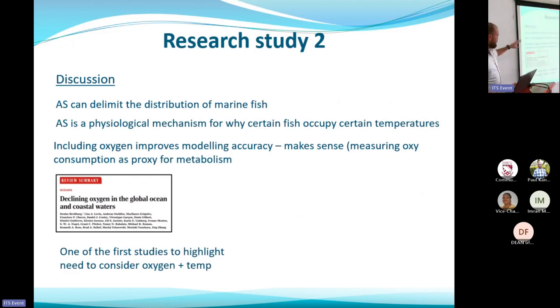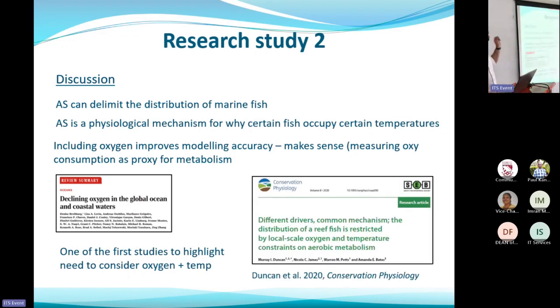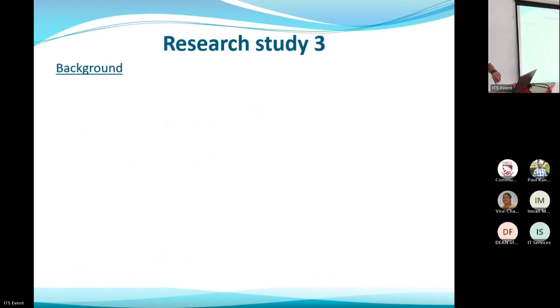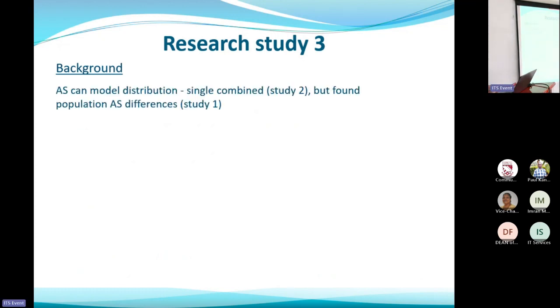So this is one of the first studies to highlight the need to consider oxygen and temperature interactions in this sort of physiological framework to make robust distribution modeling. And we published this in 2020 in this new Conservation Physiology journal, which was going around. So I'm very happy about that. But again, the take-home message was that we found the mechanism that constrains the distribution, but it's driven by temperature on one side and oxygen on the other. Okay. Research study three. So that was cool.